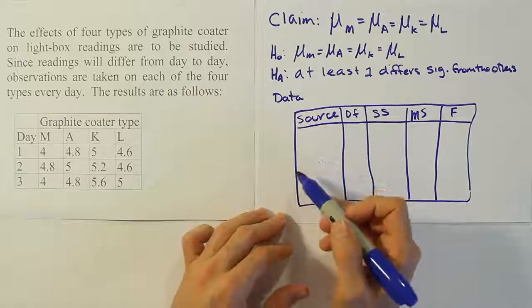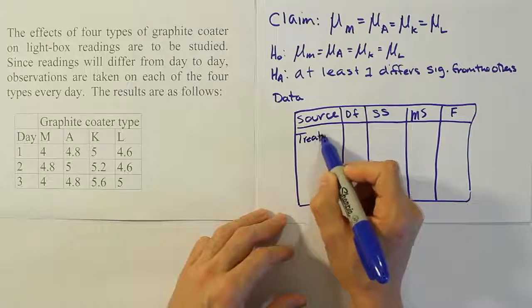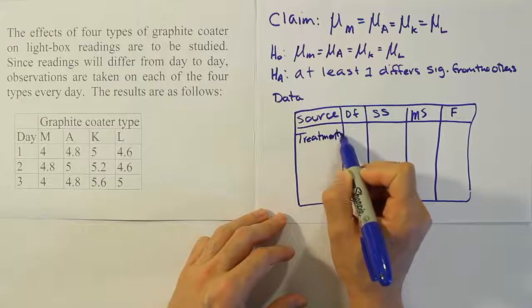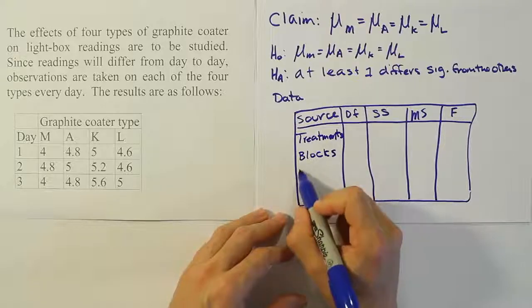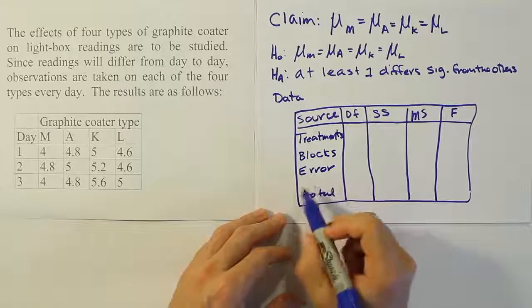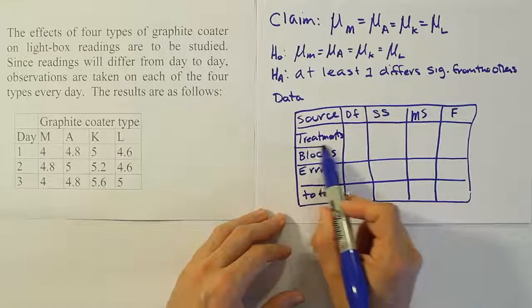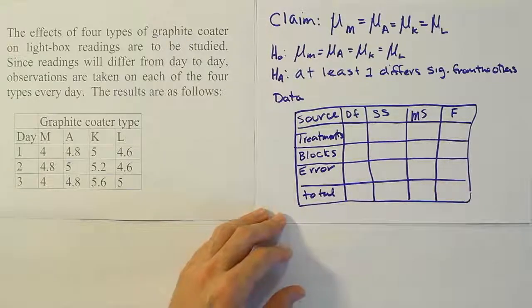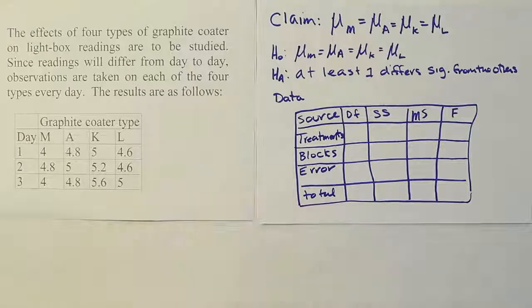Okay, now for the sources, in a randomized block design, we have variation coming from the treatments. We have variation coming from the blocks, from the random error, and then of course we have a total row here at the bottom. Okay, so there is our results here. So we're going to fill in this information when we come back, and at that point, we can carry on the rest of the hypothesis test when we're done.